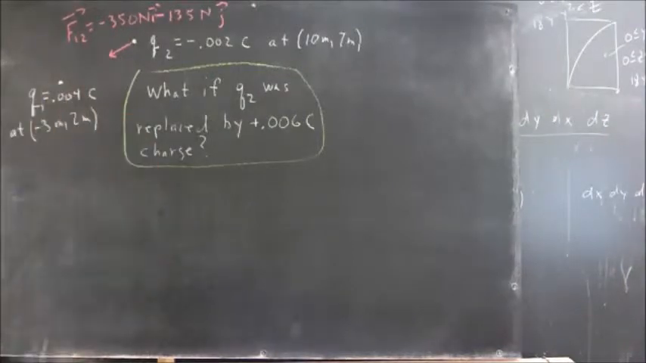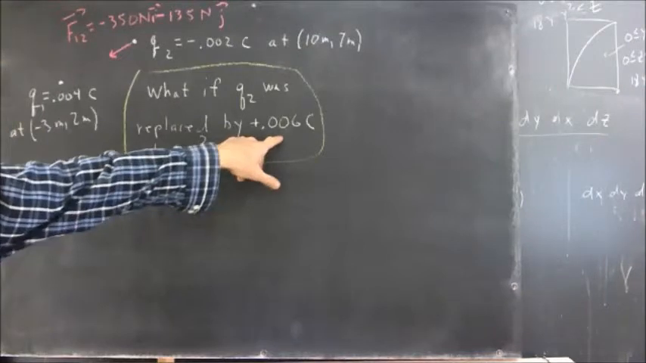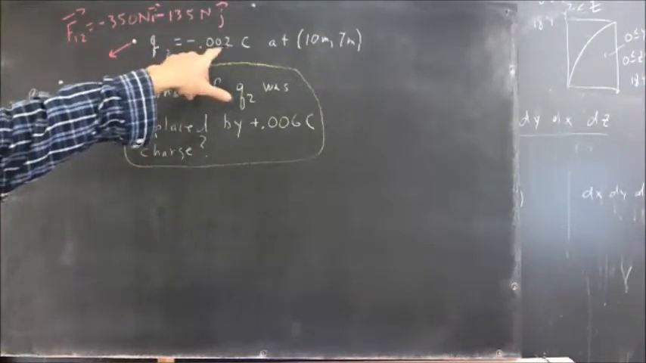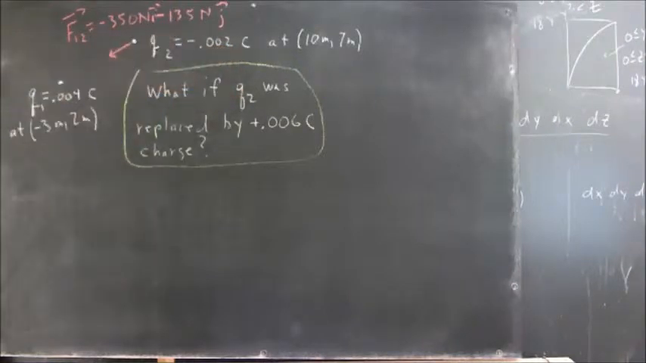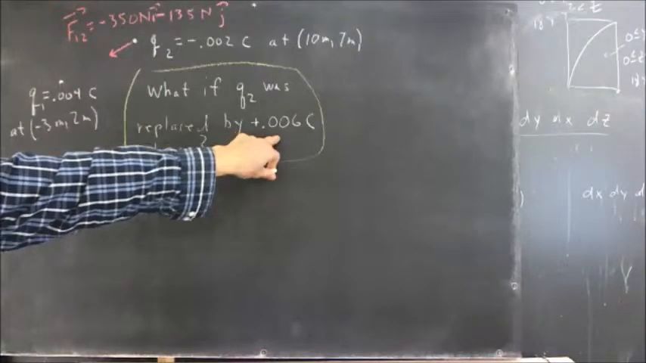The question I'm going to pose now is, what if Q2 was replaced by a plus 0.006 coulomb charge? Same point, we just make it 0.006 coulombs and it's positive. What would the force now be if Q2 was instead this charge?